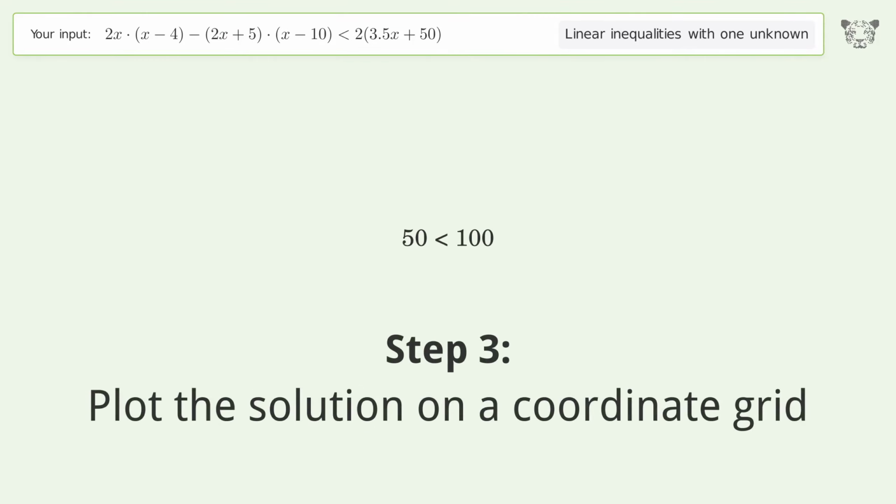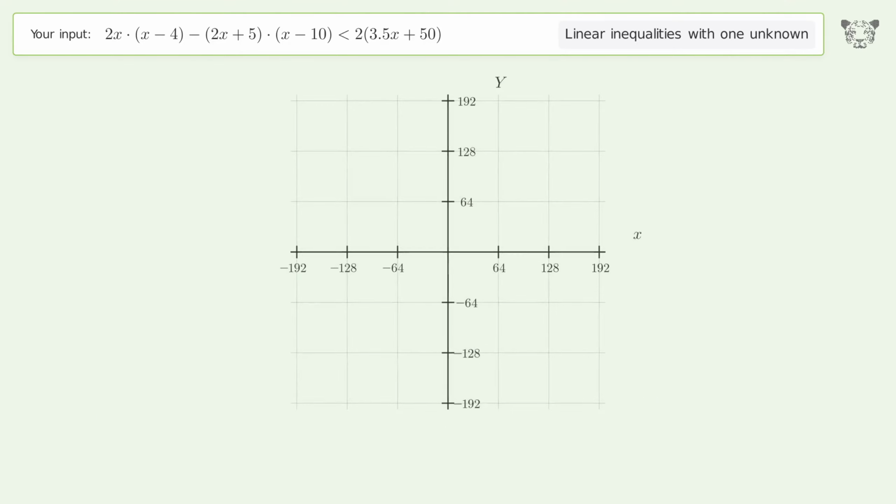Plot the solution on a coordinate grid. And so the final result is 50 smaller than 100.